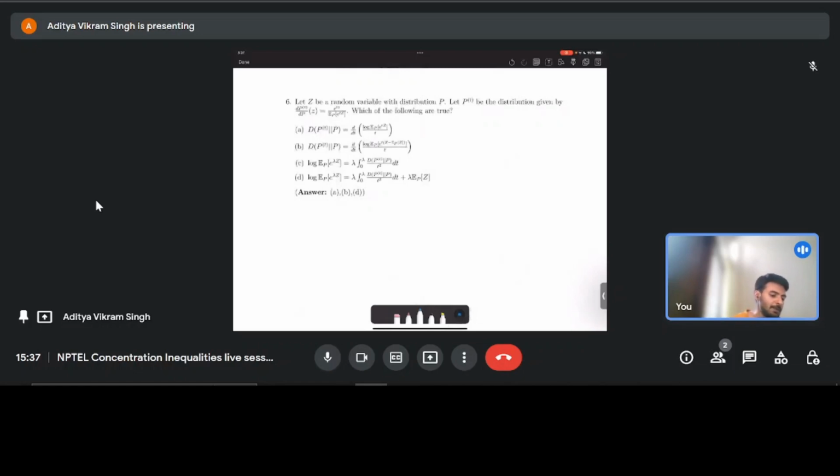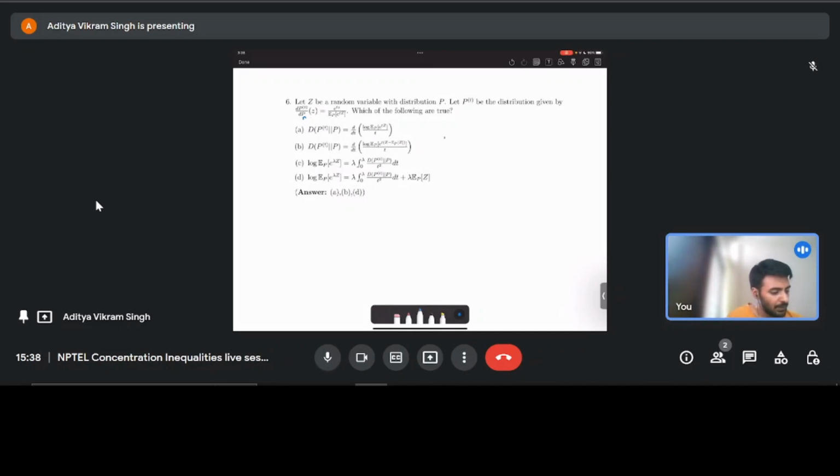And this is related to the lecture on Herbst's argument, which related the log moment generating function to KL divergence in some way, right? Okay, so let's see this.